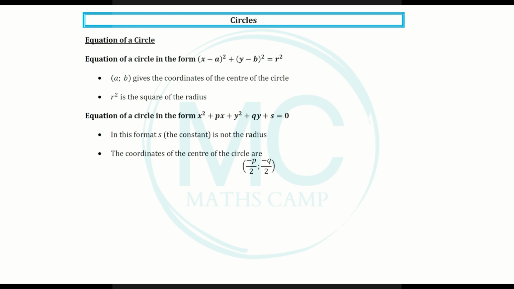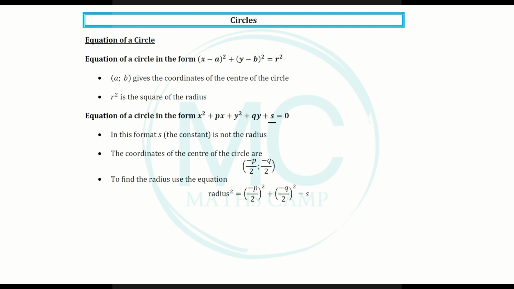In other words, for the x coordinate of the center, we take the coefficient of x, divide by 2, and change the sign. For the y coordinate, we take the coefficient of y, divide by 2, and change the sign. This makes it a lot easier to find the coordinates of the center of the circle. Then, to find the radius, we can say negative p over 2 squared plus negative q over 2 squared minus s, which means we subtract the constant.